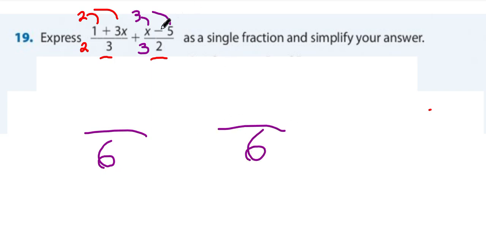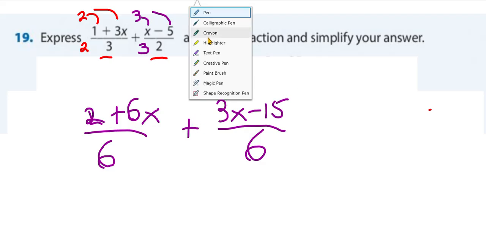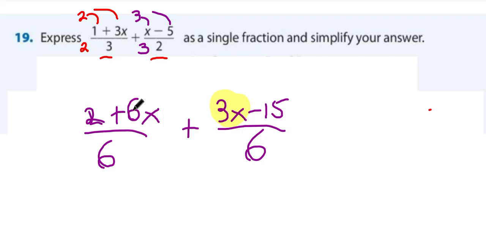Give it a go. Now, anyways, who got 2 plus 6x? And then we get 3x minus 15. Now, what we're going to do is on top, we're going to add the x's together. See the 3x and the 6x? Two of them have to add together. And then you're going to add the 2 and the minus 15.